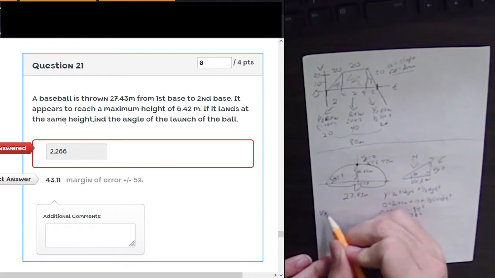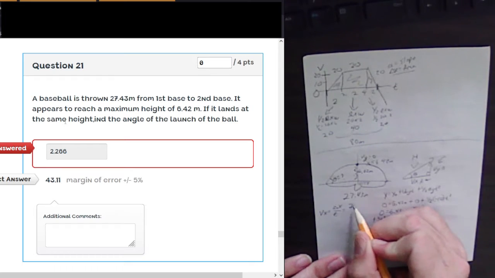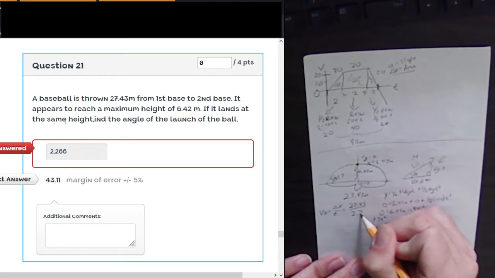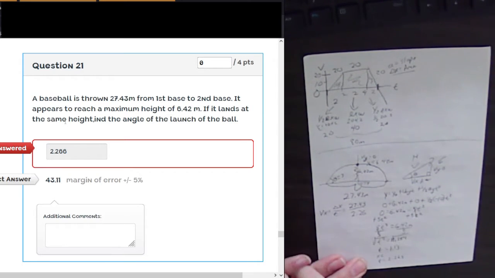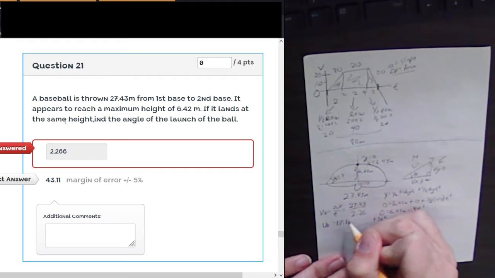So to find your x velocity, we just do distance divided by time. So Vx is distance divided by time. Distance is 27.43 and the time is 2.26. So 27.43 divided by 2.26. We get an x velocity of 12.14.